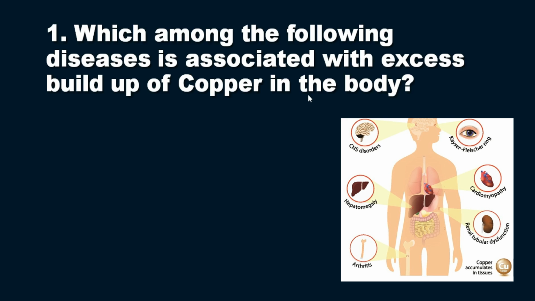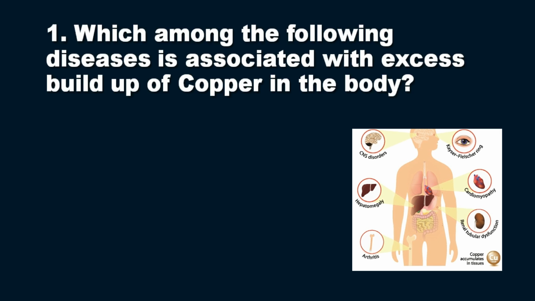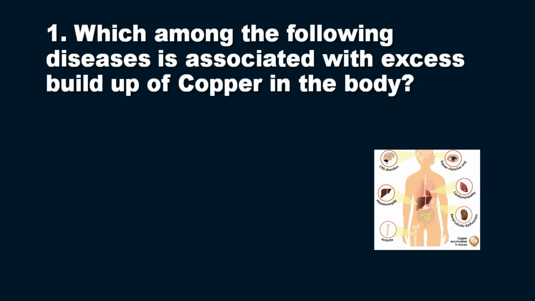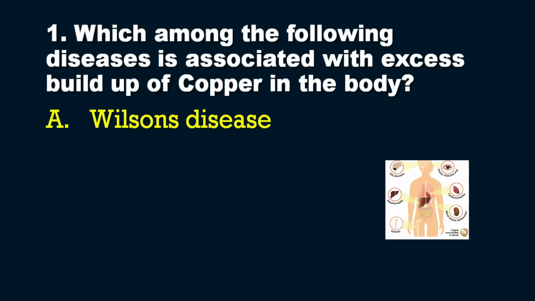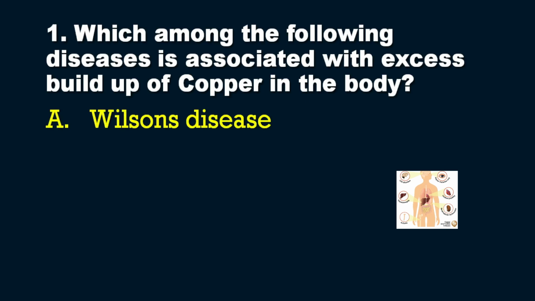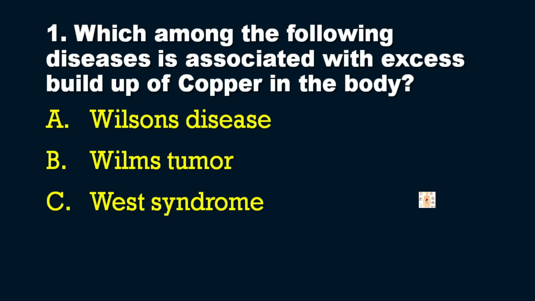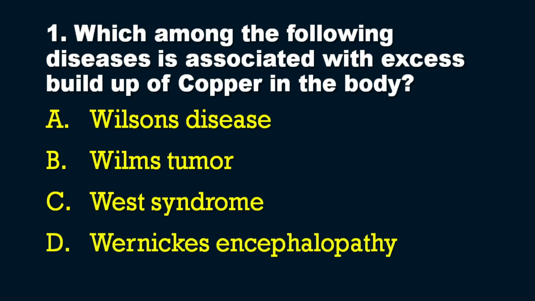The question is, which among the following diseases is associated with excess buildup of copper in the body? So the question is regarding excess deposition of copper. Excess copper deposition can result in development of which disease? The options are option A, Wilson's disease, option B, Wilms tumor, option C, West syndrome, and option D, Wernicke's encephalopathy. So which is associated with excess copper deposition in the body?